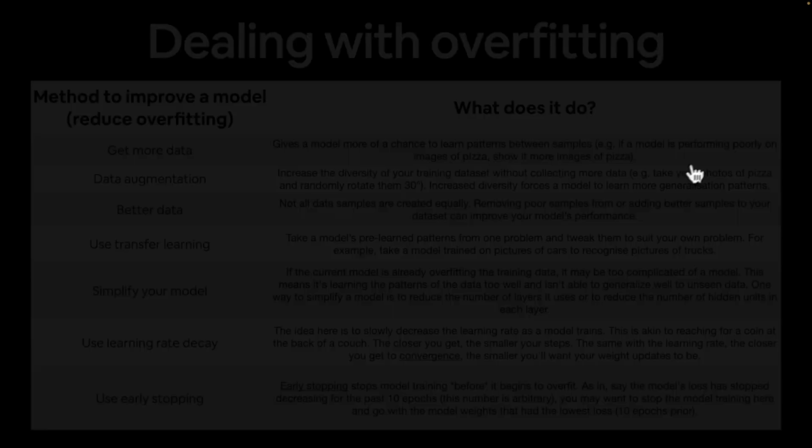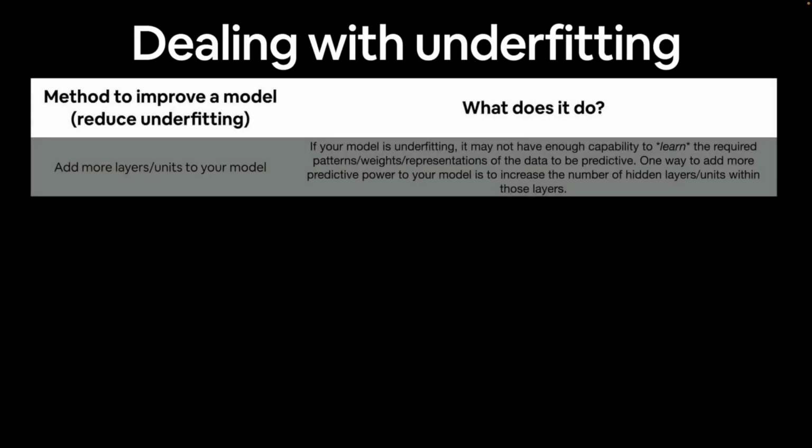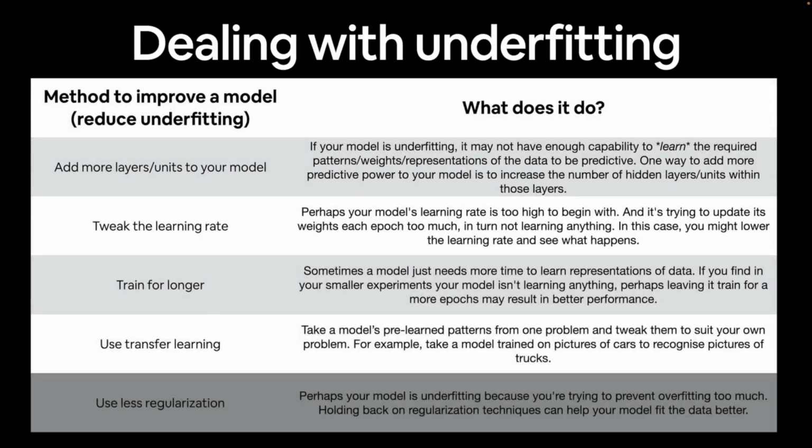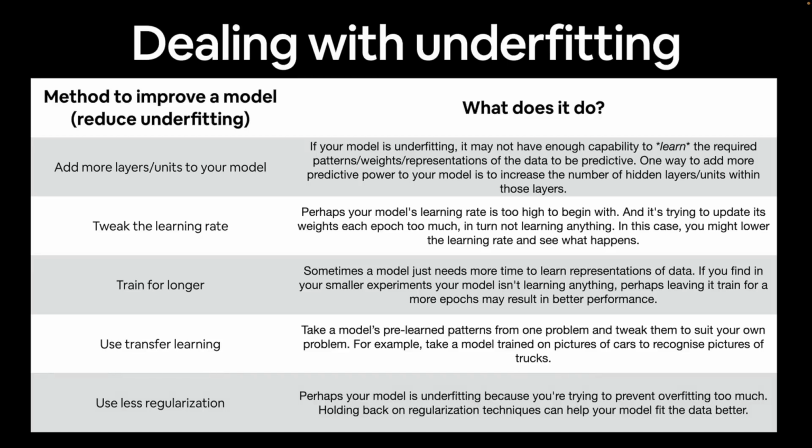So that's dealing with overfitting. There are other methods to deal with underfitting. So recall, underfitting is when we have a loss that isn't as low as we'd like it to be. Our model is not fitting the data very well, so it's underfitting. So to reduce underfitting, you can add more layers or units to your model. You're trying to increase your model's ability to learn by adding more layers or units. You can again tweak the learning rate. Perhaps your learning rate is too high to begin with and your model doesn't learn very well.